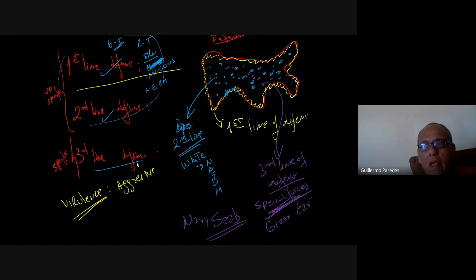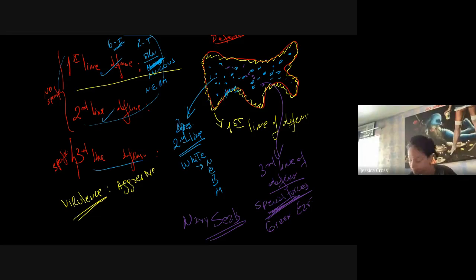Okay? Now, the virulence depends. So remember, virulence is for bacteria. It can be used for virus. It can be used for any organism. So virulence in medicine means how aggressive the microorganism is. You okay with that? Yes. Okay.